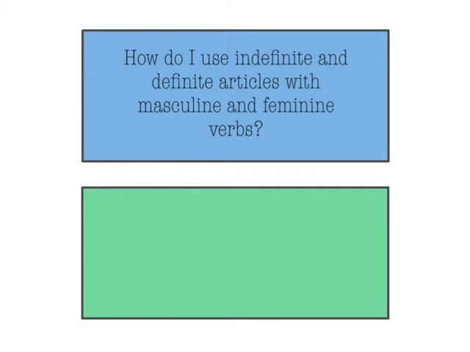Now before we get started, let's look at our big question for this video. How do I use indefinite and definite articles with masculine and feminine verbs? So we're going to need to talk about a couple main things to answer this question. First of all, we're going to need to discuss what are indefinite and definite articles. We're going to talk about this in both English and in Spanish. Also, we're going to need to talk about the difference between masculine and feminine verbs. This is something that we don't really have in English, so we'll talk about what this looks like in Español.